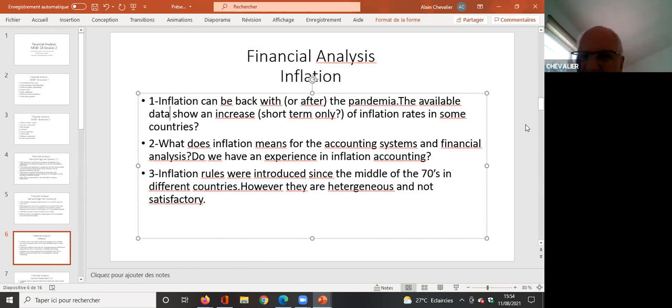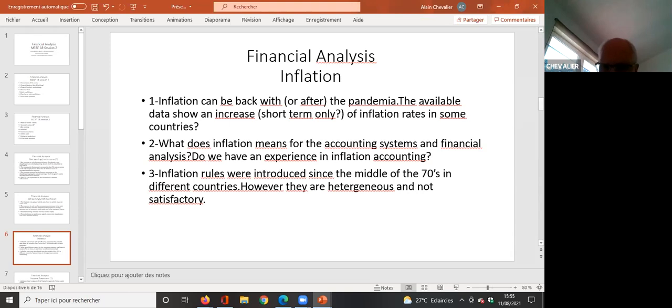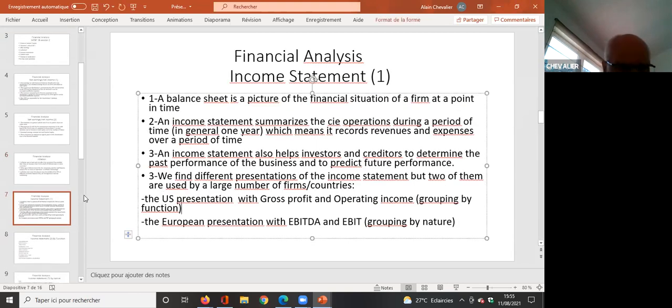That means that the quality of financial analysis will be lower than what it is still now and what it was for the last 20 years. So it's more a question mark, an open discussion, but you have to think about that and understand that if the world is changing in terms of inflation level, this question will be an important one.